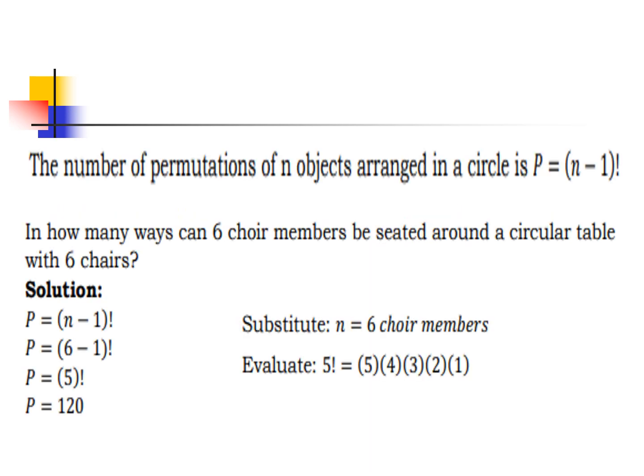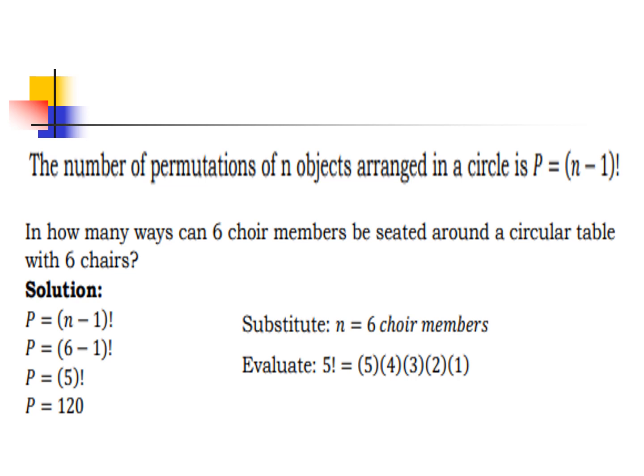Now let us move to our third type of permutation, which is circular permutation. From the word itself, circle. So bakit ba siya tinawag na circular permutation? Because we are dealing with permutation of objects arranged in a circle. Okay? And how do we get the number of permutations? We are going to use the formula n minus 1 factorial.